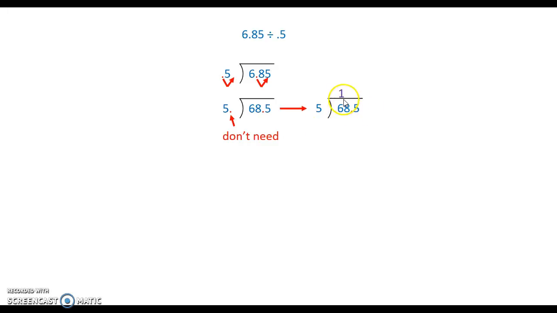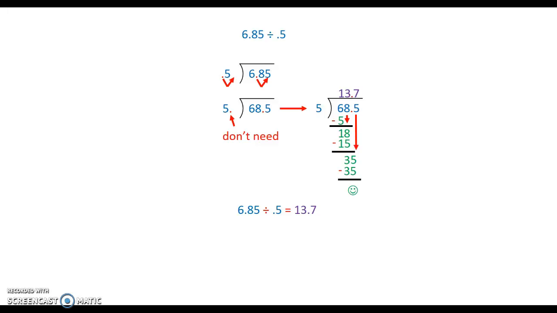5 goes into 6 one time. 1 times 5 is 5. Subtracting, you get 1. Then bring down that 8. 5 goes into 18 3 times. 3 times 5 is 15. Subtracting, you get 3. And then you need to bring up the decimal point just straight up and then bring down that 5. 5 now goes into 35 7 times. 7 times 5 is 35. Subtract and you get 0, which is fantastic because that's what we want anyways. So we can conclude that 6.85 divided by 0.5 equals 13.7.